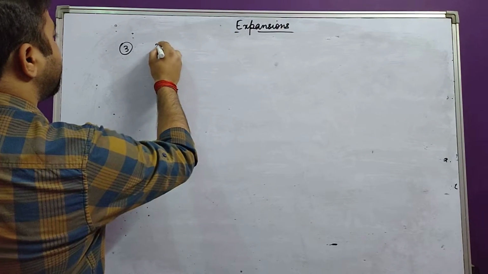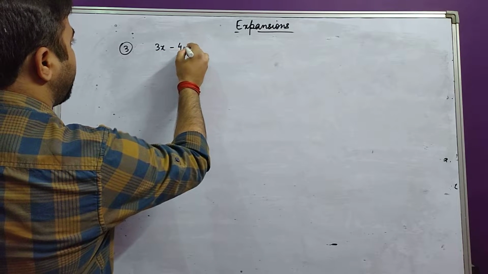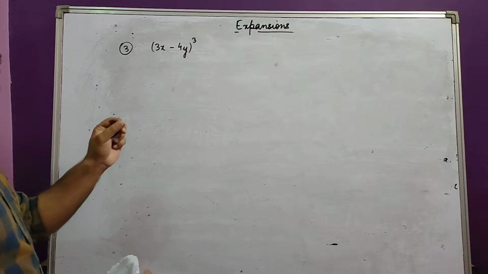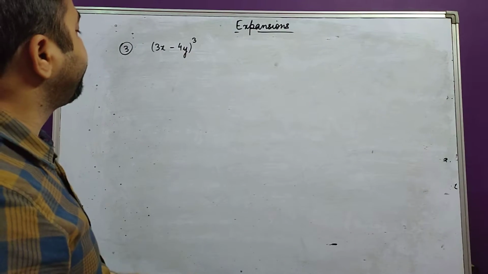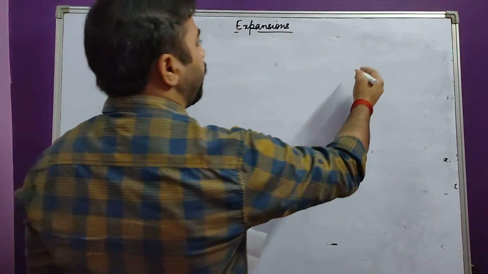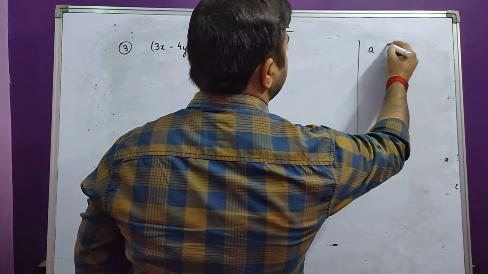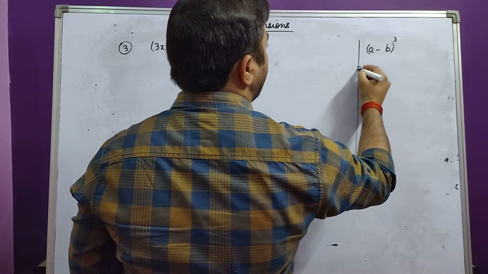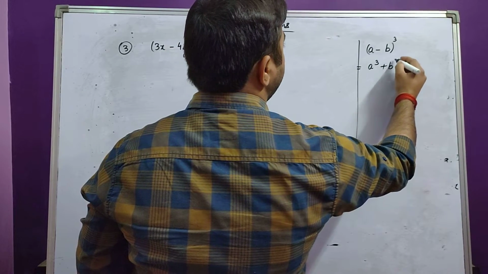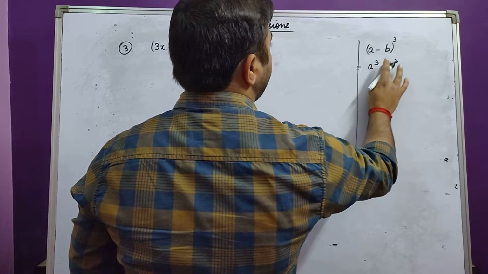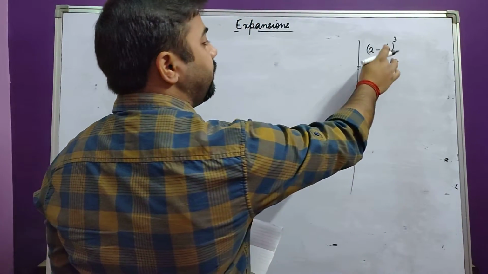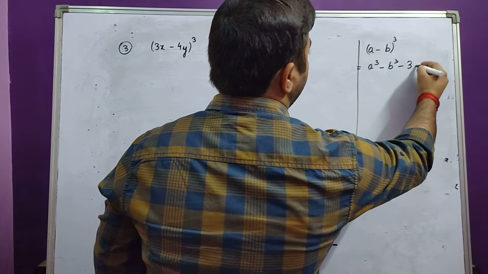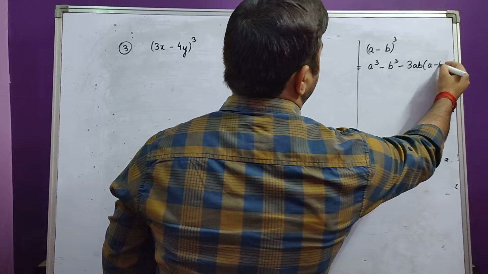The question says (3x minus 4y) whole cube. One of the formulas I had written before on the board said that when there are two terms with a negative sign in between and a whole cube, it expands to a cube plus b cube. Sorry, it is negative, so it will be negative. If it had been positive, the elements would have been positive. It is a cube minus b cube minus 3ab within the bracket (a minus b).